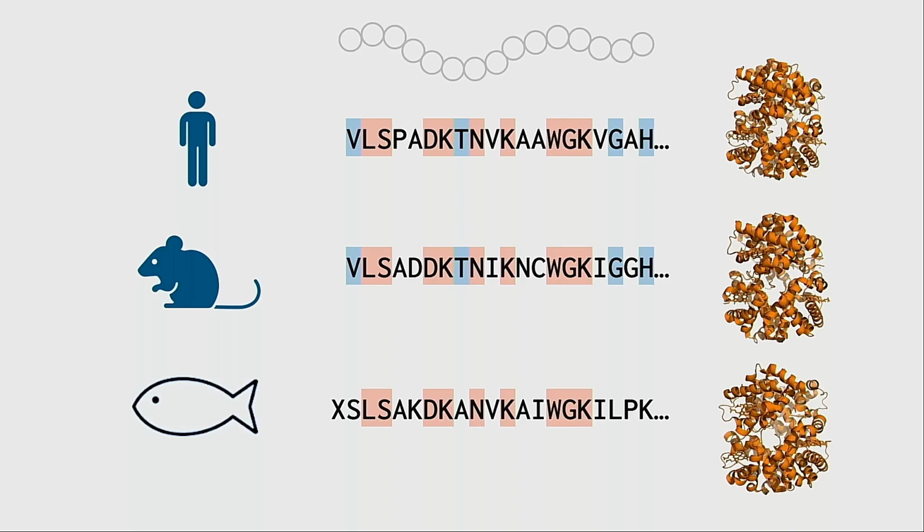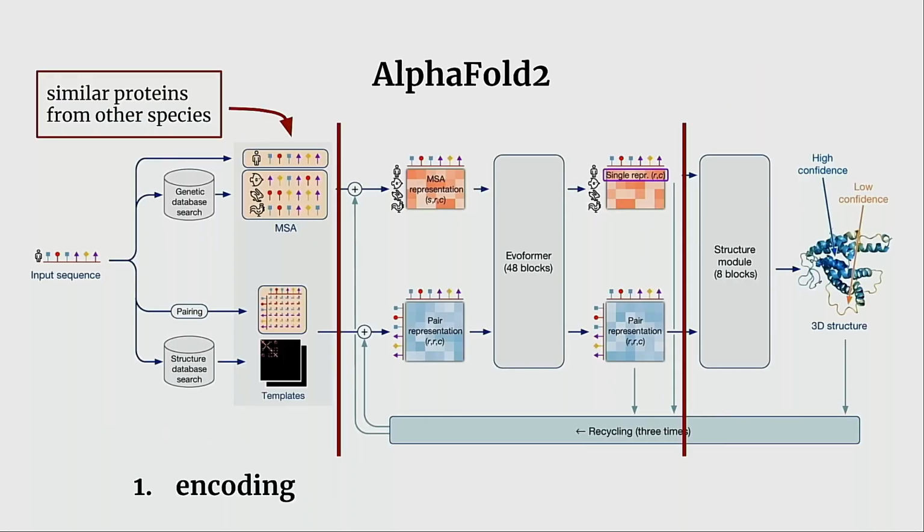So we have here an example of human, mouse and fish hemoglobin, and if you have a look at the sequence from human and fish, maybe 50% of the sequence is the same, but the 3D structure looks almost the same. That's because the function of this protein is the same, right? It carries oxygen. So if we jump back to this schema, that's exactly what's happening in this first part.